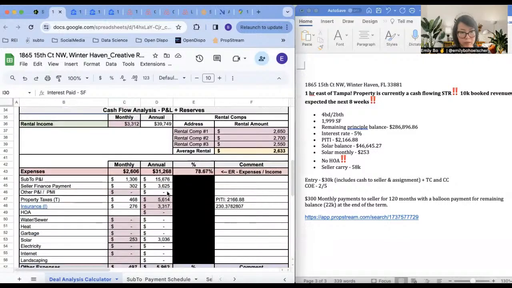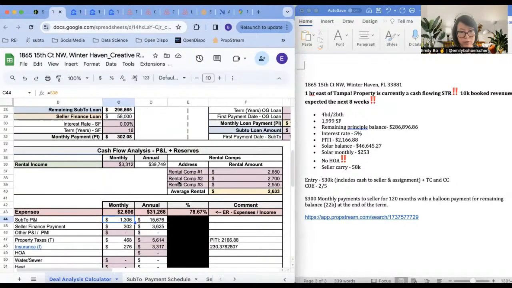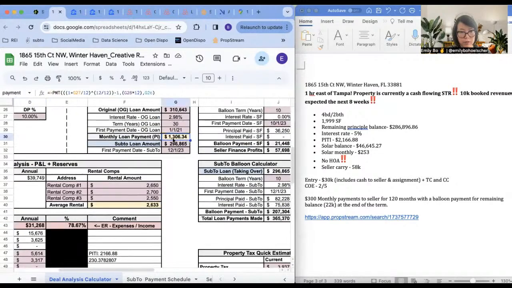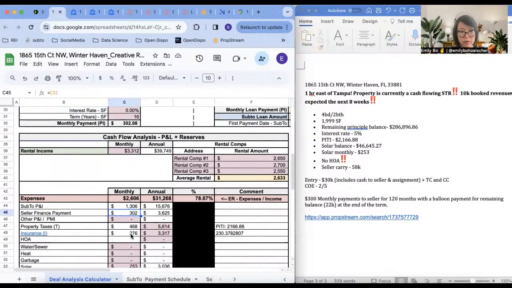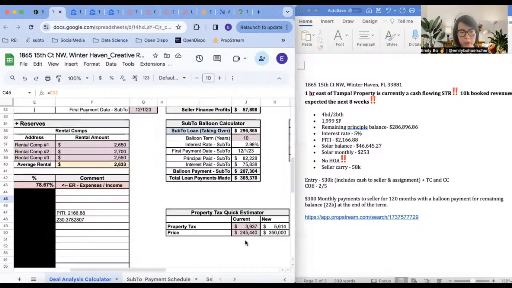Okay. So the subject-to principal and interest, 1306, from here is being plugged in here. And then we have the seller finance payment being $302. Then we get the property tax. From PropStream, I get the current assessed value is $245,000 and the property tax is this much. And with the current asking price, $350,000, this is the new property tax we are going to pay.